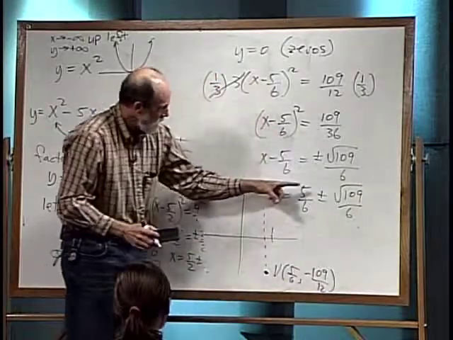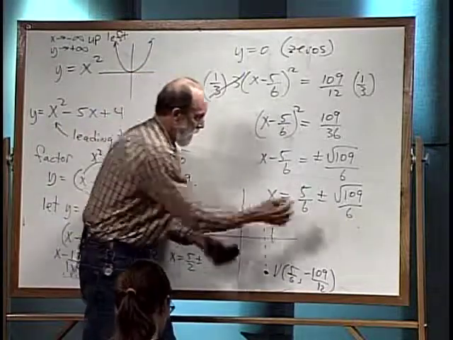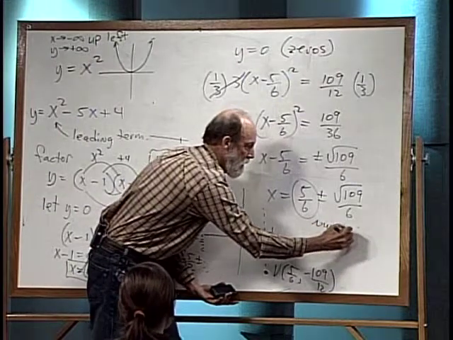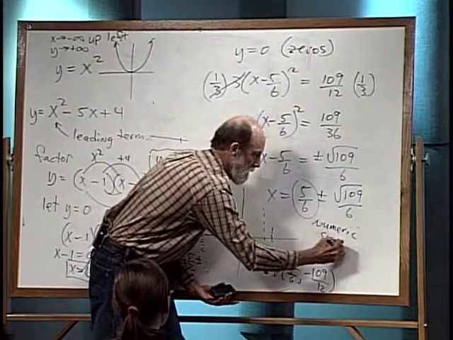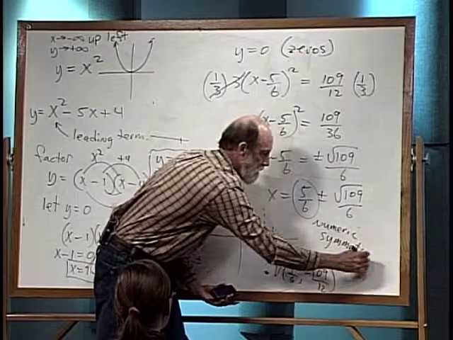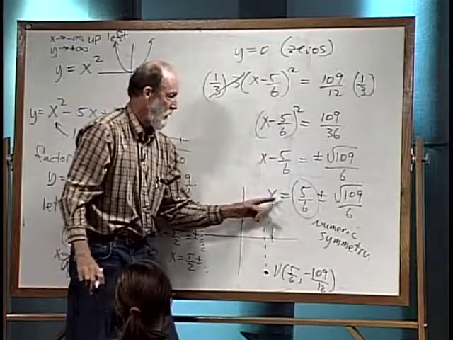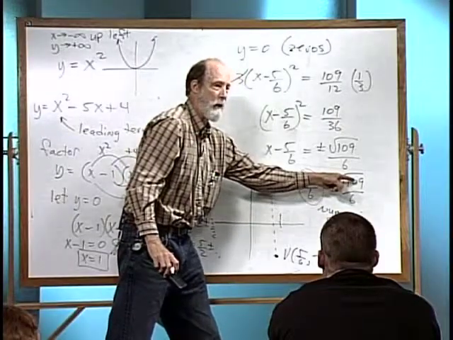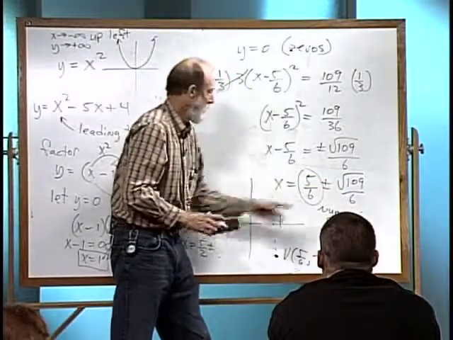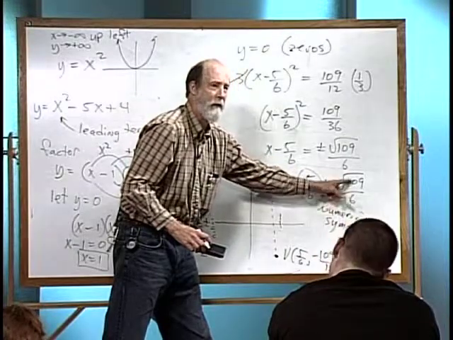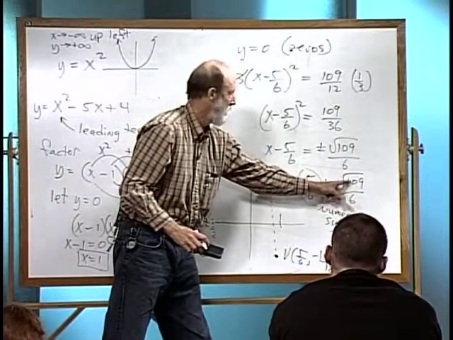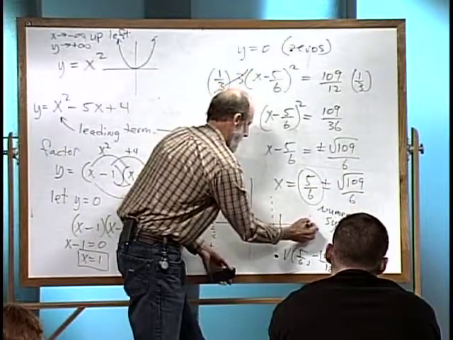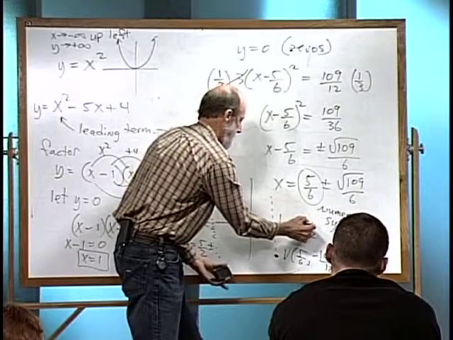And the reason I did it separately here, folks, is I want you to see the numeric symmetry. By going to x equals 5 sixths, and then you're going to move to the right radical 109 over 6. This is a little bigger than 10 sixths, isn't it? Roughly a little bigger than 10 sixths. So it's going to kick over here somewhere.